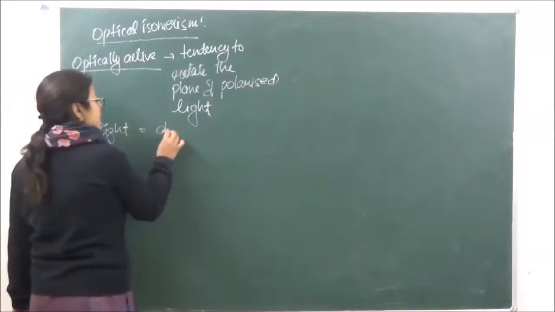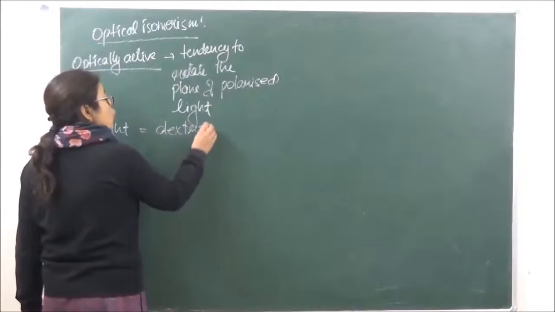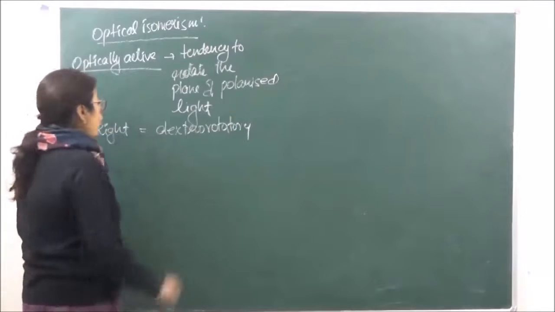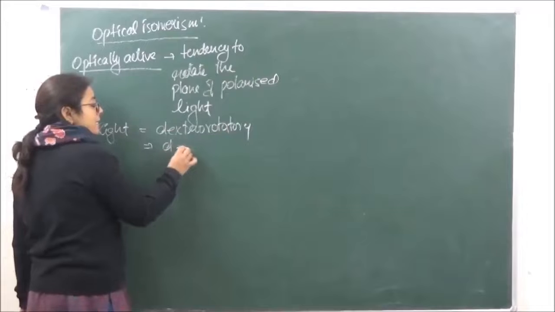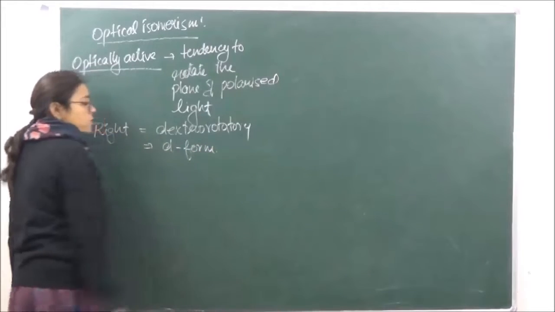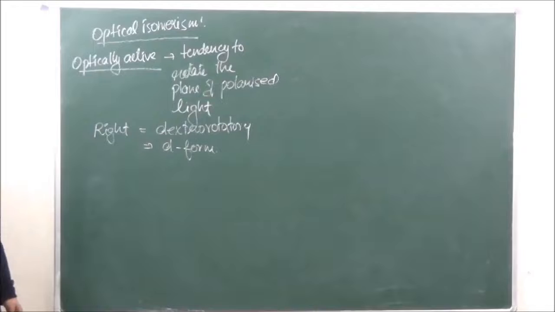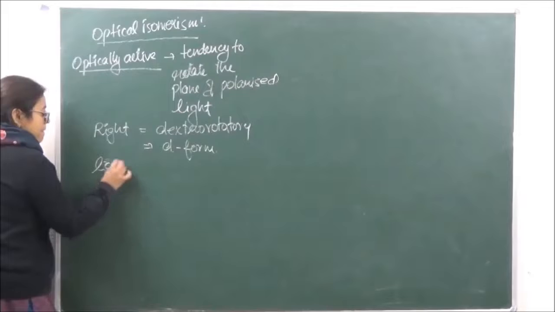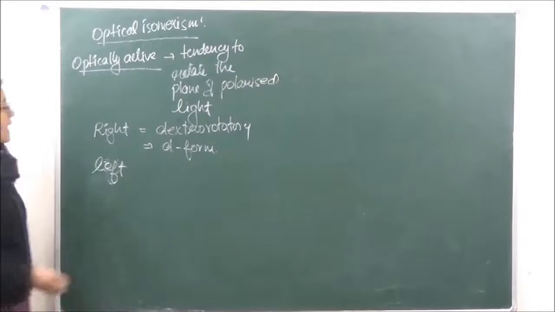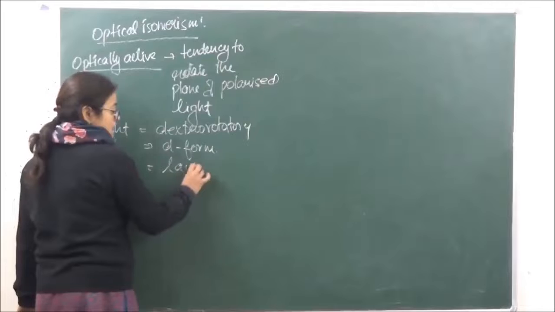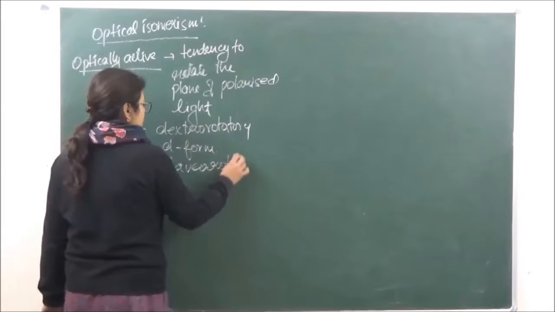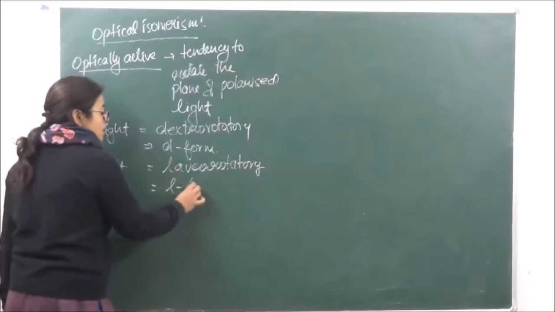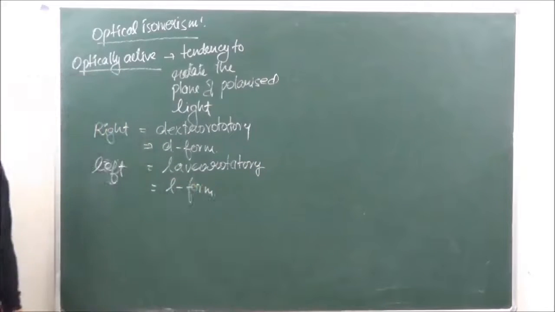Now if the substance or the complex is rotating the plane of polarized light towards the right, it is known as dextrorotatory, or in short, the D form or D configuration. And if the complex is rotating it towards the left, then it is known as laevorotatory, or in short, the L form.